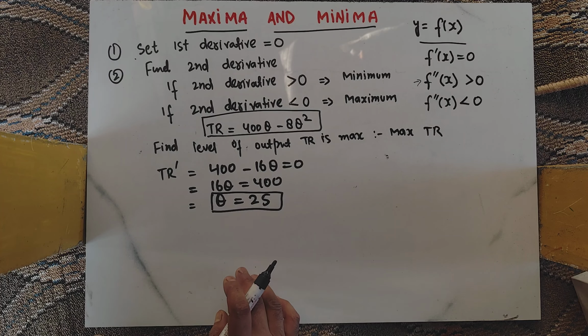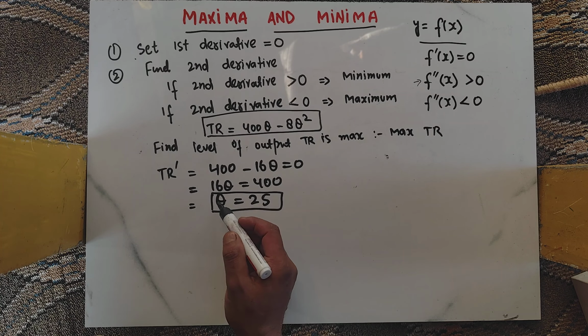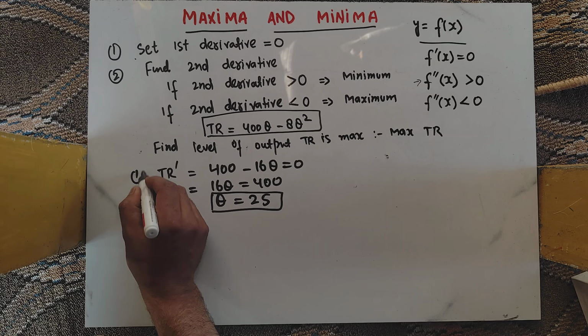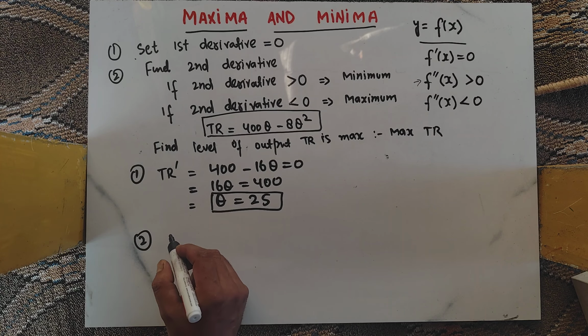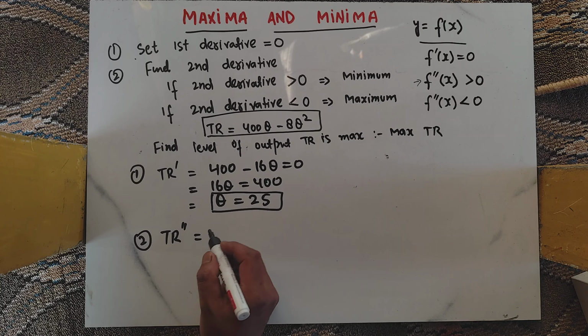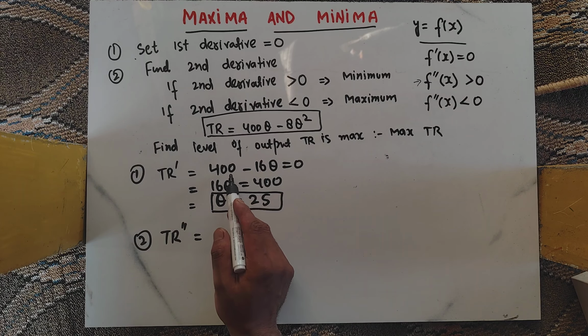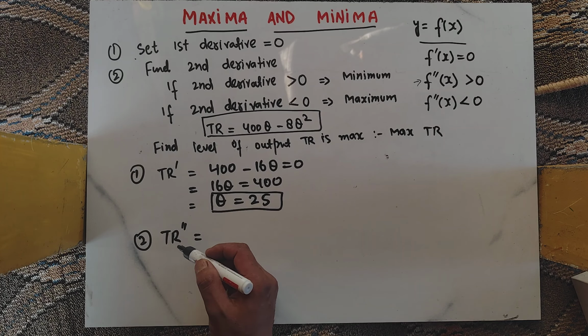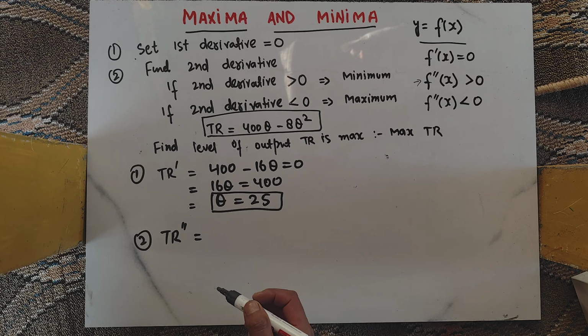Now we need to find the second derivative to check whether we got this as a maximum or not. So this is the first step. The second step is to find the second derivative, that is TR double prime. Since this is the first derivative, we take its derivative again, differentiating with respect to q.